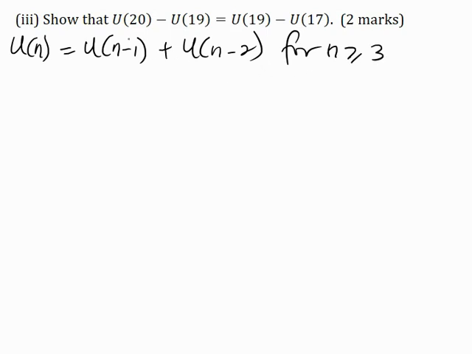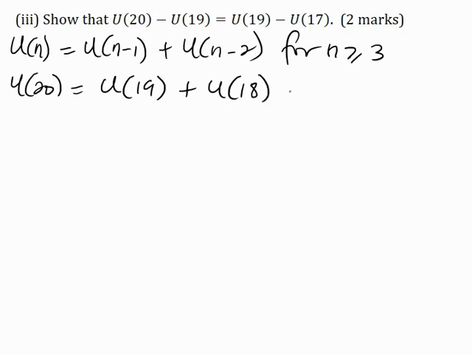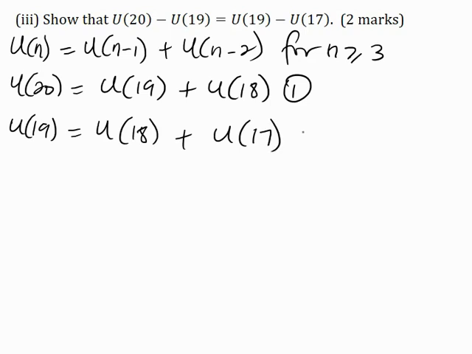Now I will use this equation to write the equations for u of 20 and u of 19. So u of 20 is equal to u of 19 plus u of 18, and I'll call this equation 1. In the same way, u of 19 is equal to u of 18 plus u of 17, and I'll call this equation 2. Now notice here that this is u of 20 minus u of 19. So I will subtract these equations. So this is equation 1 minus equation 2.